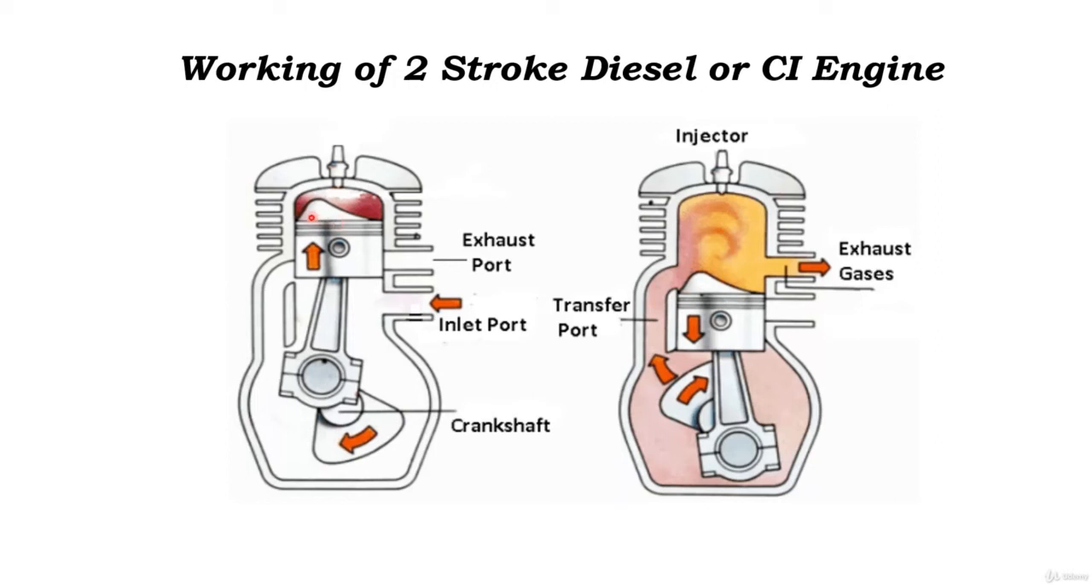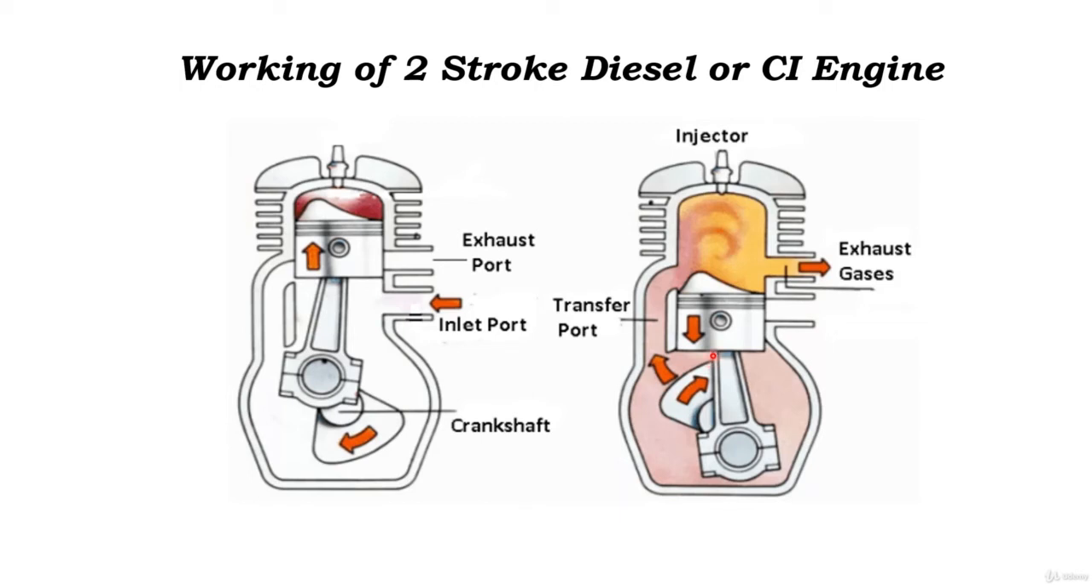And when it achieves 80% of compression, the fuel is sprayed through the fuel injector into the compressed air. As soon as it is sprayed, it gets ignited due to the high temperature of the compressed air. Thus the combustion takes place, and the combustion products push the piston down, and the power stroke is achieved, which is required for the running of the engine.